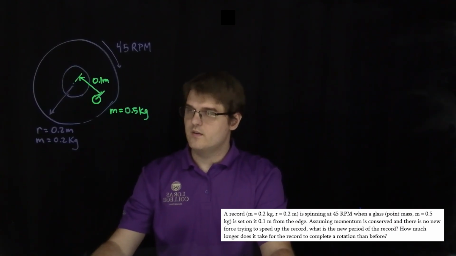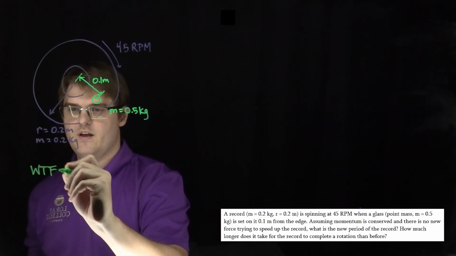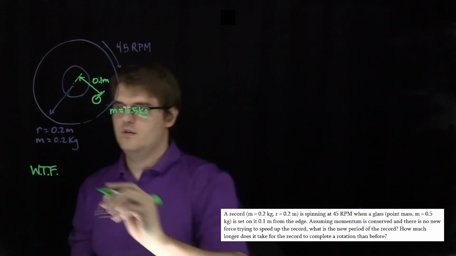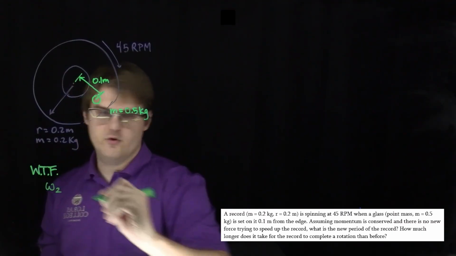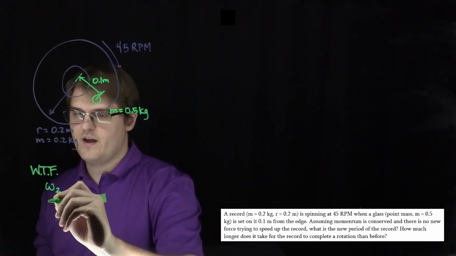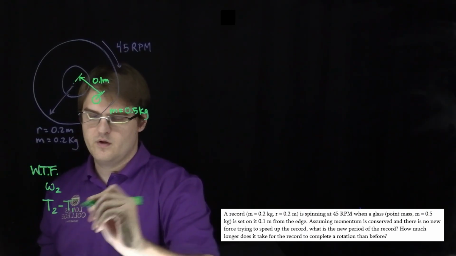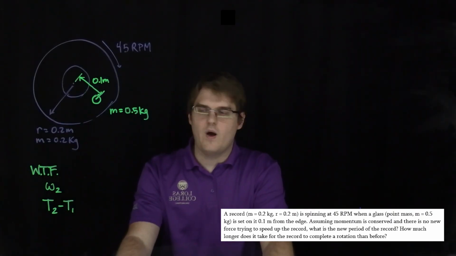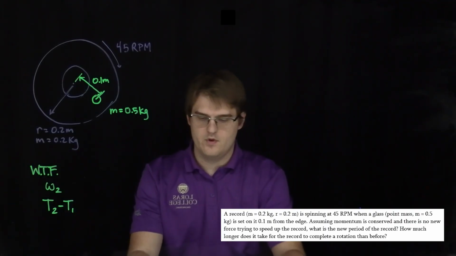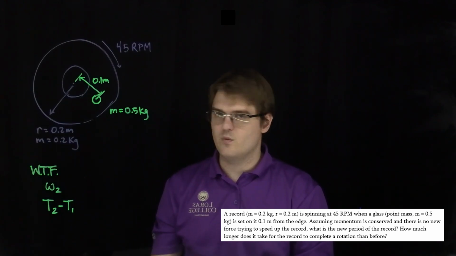So what we want to find is omega at time 2, the rotational velocity at time 2, and we want to find the difference in the period of one versus the other. Period being how long it takes to go in a full circle, how much has that changed? So with that, we're going to do a couple of side quests first.